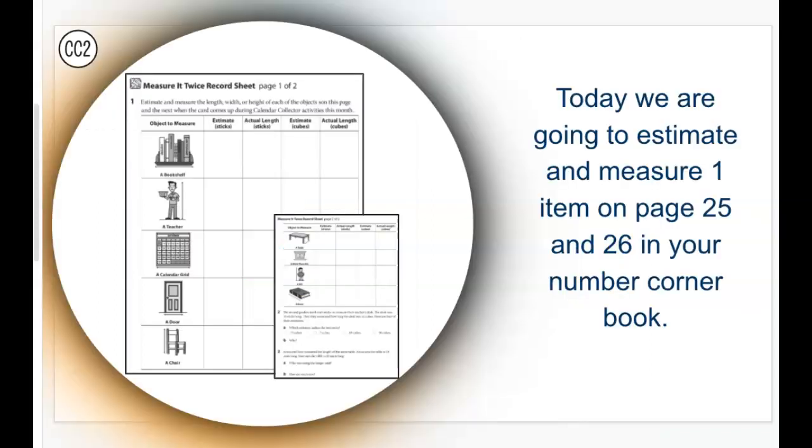Once you have your Number Corner book, you'll open it up to page 25 and 26. Your pages should look like mine, right here. We are going to estimate and measure one item on these pages today. I will show you in just a moment what we will be estimating.